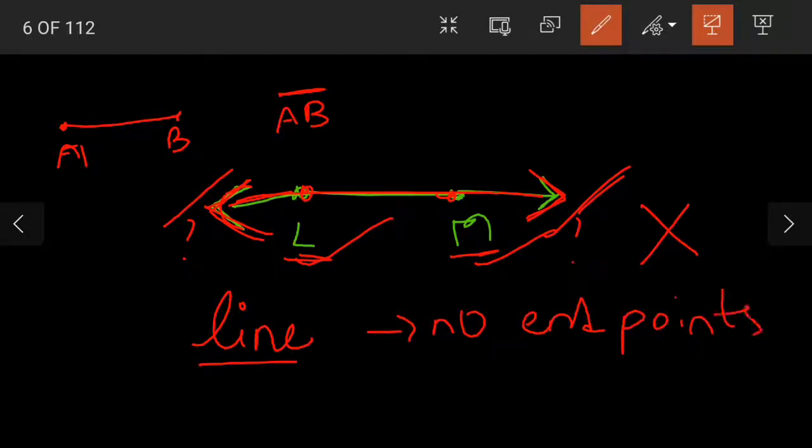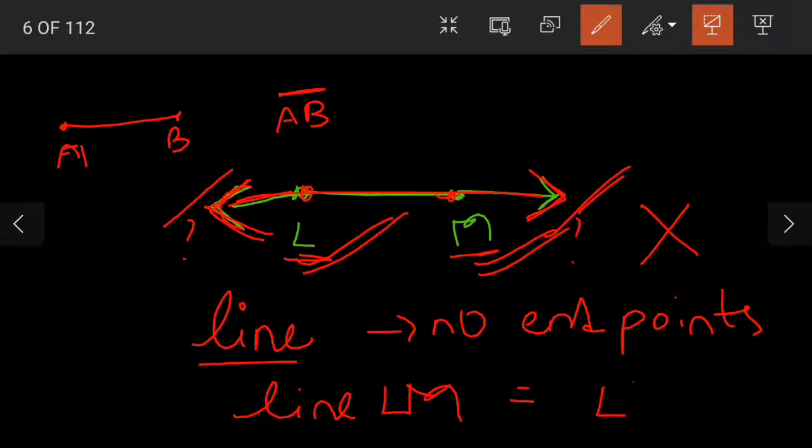A line has no endpoints. So when we want to name our line, we take any two points on the line, for example, point L and point M. Now what will be the name of the line? It would be line LM. We will name it by the two points on the line. And how do we denote it, children? Write LM, and upon LM draw a line with arrow marks on both sides.